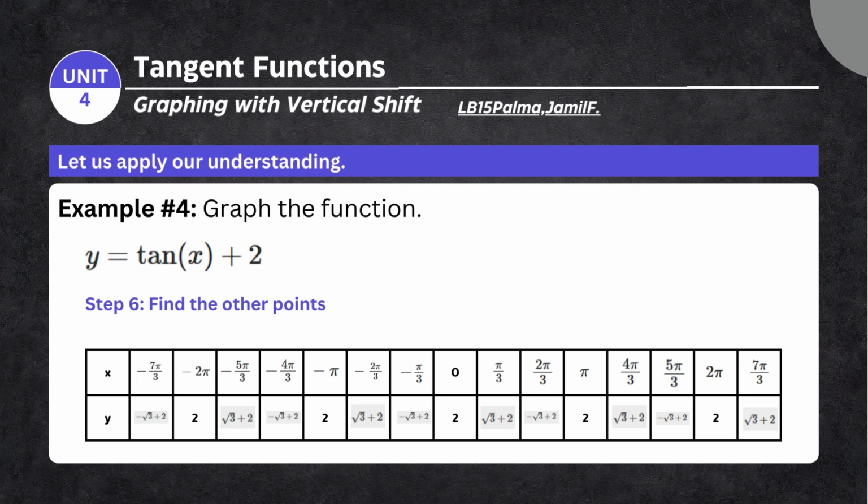If x is pi over 3, y is square root of 3 plus 2. If x is 2 pi over 3, then y is negative square root of 3 plus 2. If x is pi, y is 2. If x is 4 pi over 3, y is equal to square root of 3 plus 2. If x is 5 pi over 3, y is equal to negative square root of 3 plus 2. If x is 2 pi, y is 2. And if x is 7 pi over 3, y will be square root of 3 plus 2.